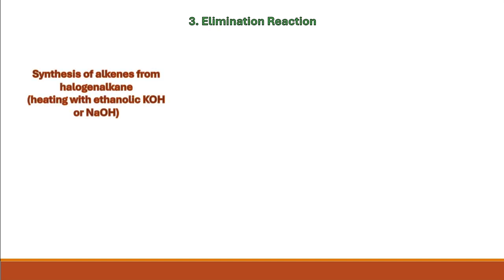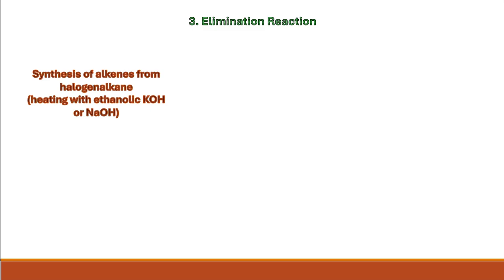Elimination reaction. An elimination reaction is a reaction in which you remove a small molecule from your compound in order to make alkenes. You could either remove hydrogen halide from halogenated compounds to make alkenes, or you could remove water, as a dehydration, from an alcohol to make alkenes.